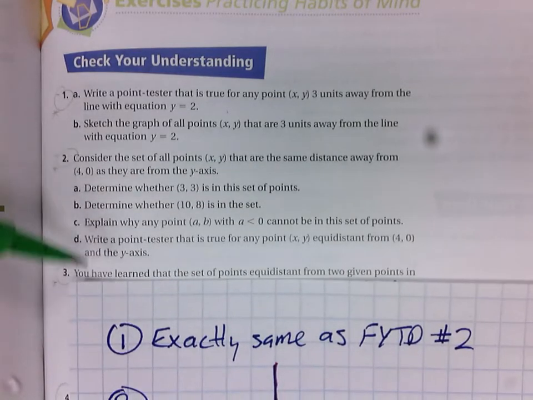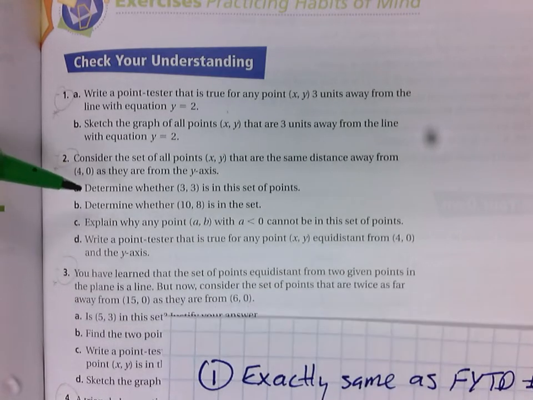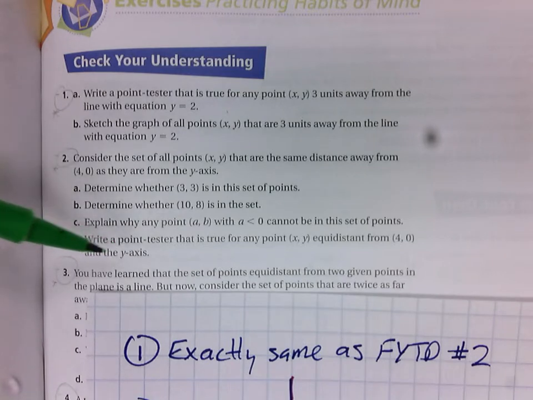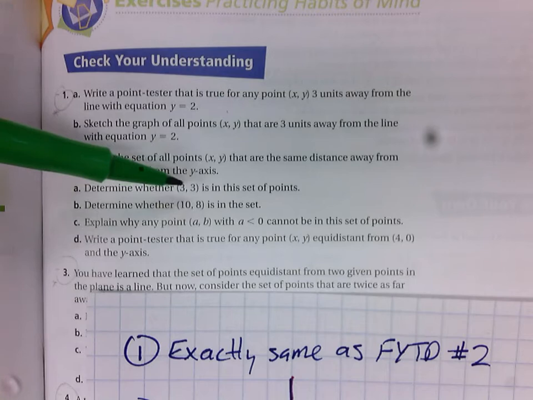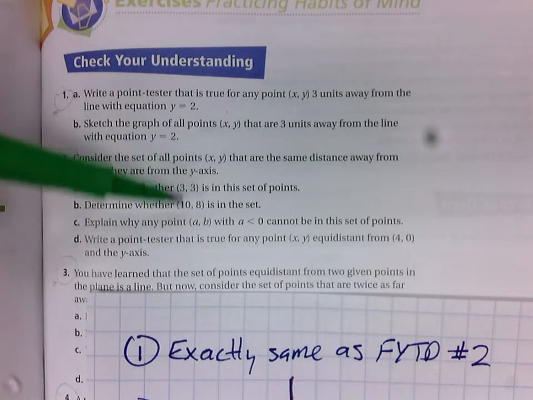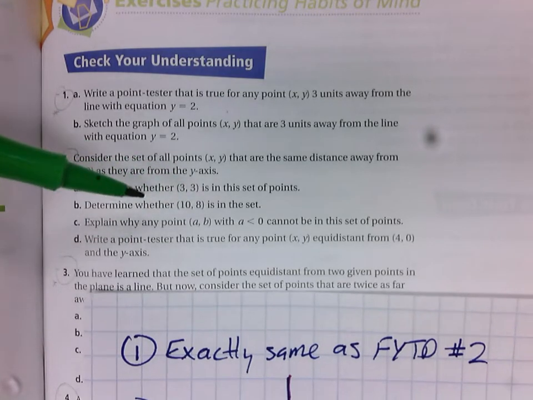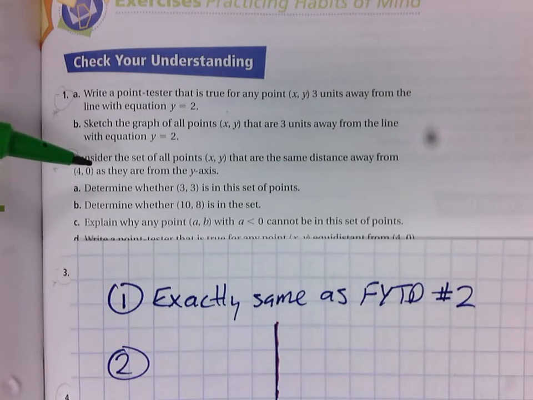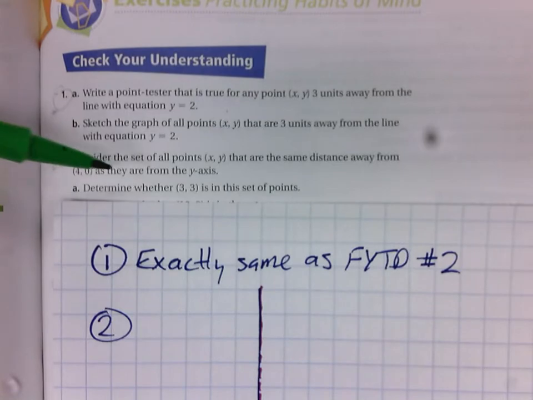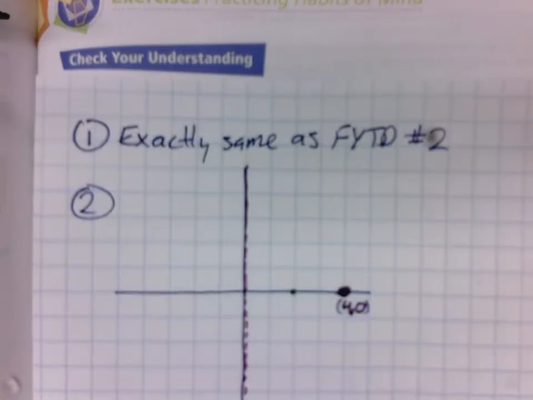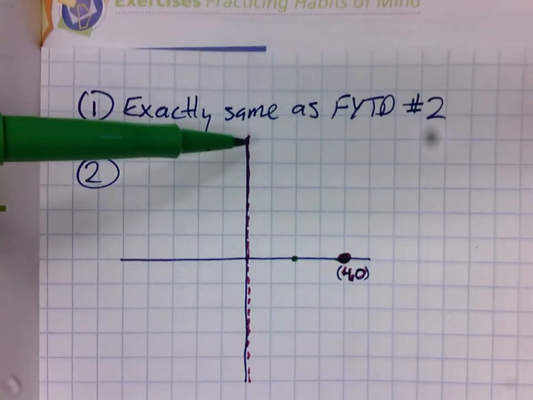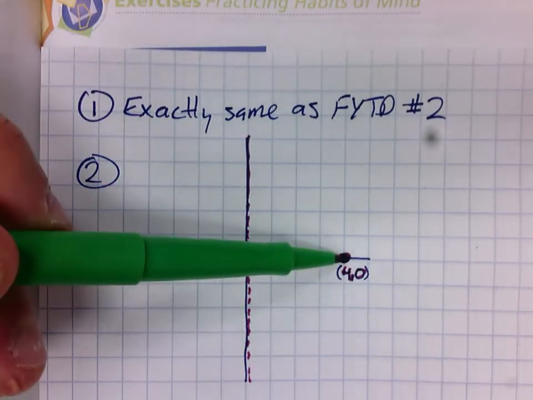Now for any of the ones like numbers 2, 3, a lot of them say write a point tester as the last thing. You're totally welcome to write a point tester first and then use that to check these points in A and B, but you could also just directly figure out if they're fitting the description. So for example, all points that are the same distance from (4, 0) as they are from the y-axis. And again, you don't have to graph this, but I find it really helpful to look at it visually. So the y-axis is here, (4, 0) is here.